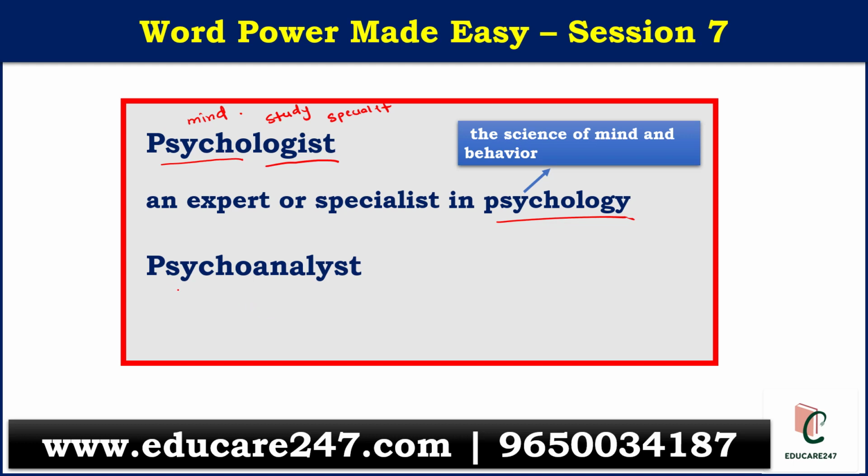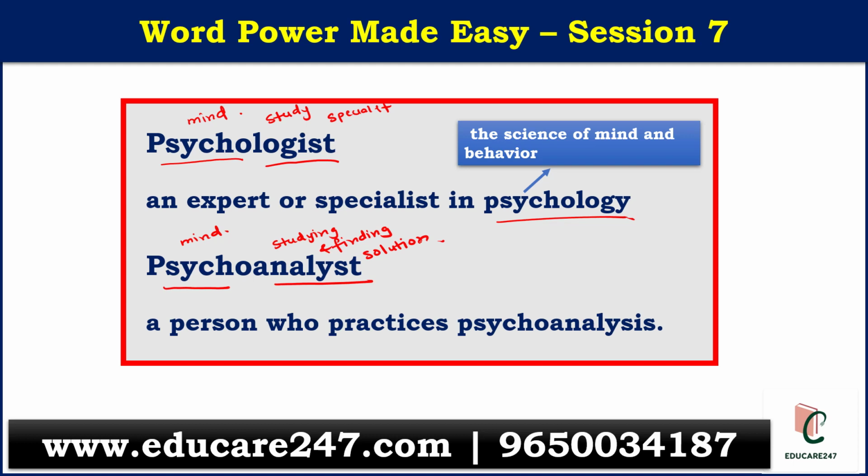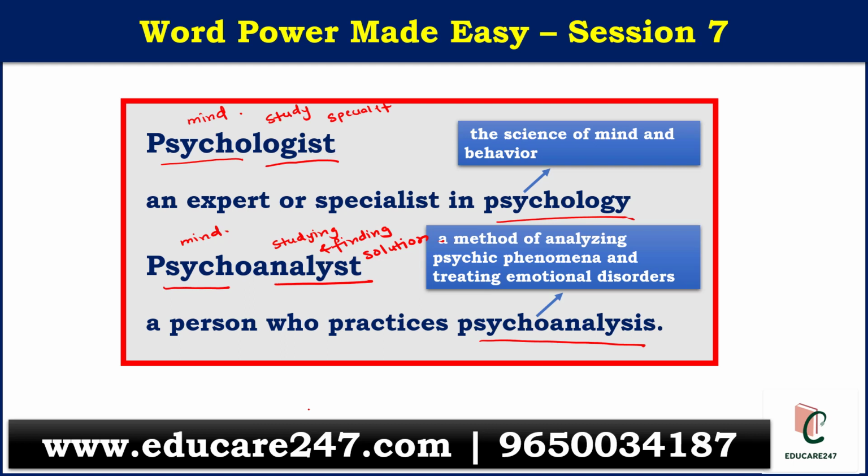Next word here, which will sound similar, is psychoanalyst. Psycho here again we treat as mind. Analyst is basically analyzing or studying and finding a solution. Analyzing is not just studying but also finding the solution. So a psychoanalyst is a person who practices psychoanalysis. What will be psychoanalysis? It is a method of analyzing psychic or mind related phenomena and treating emotional disorders. So it's not just analyzing and studying, but also treating it.